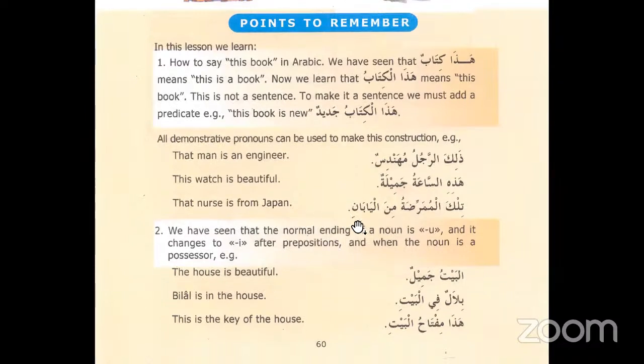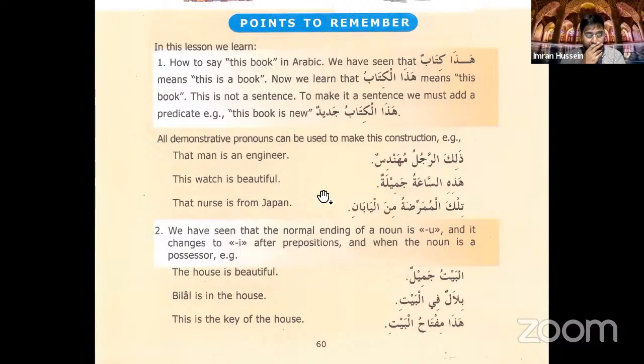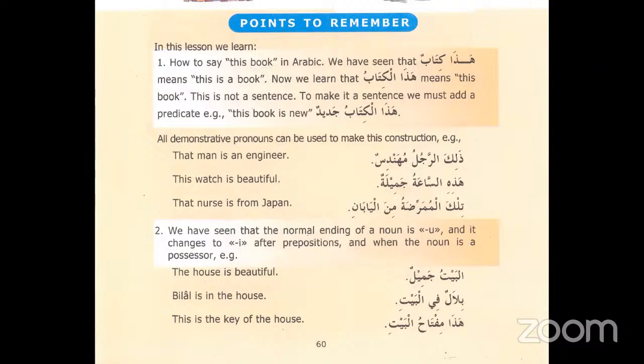Okay, all demonstrative pronouns can be used to make this construction. That man is an engineer. ذلك الرجل مهندس. هذه الساعة جميلة. Translation: this watch is beautiful. تلك الممرضة من اليابان. That nurse is from Japan.